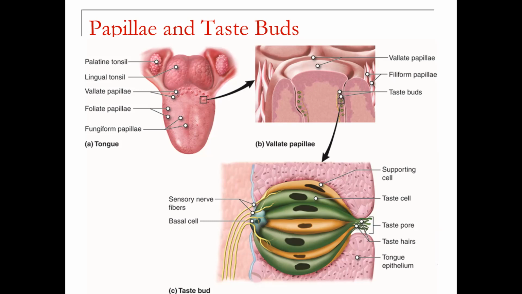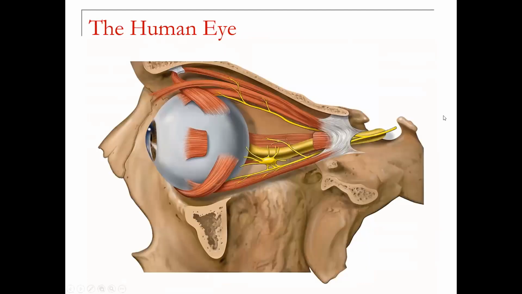So now let's move on here. Okay, so those are olfaction and taste. Those are two of the special senses. Now the next one is arguably the most important of the special senses, and that is vision. So we're going to take a look at the human eye.